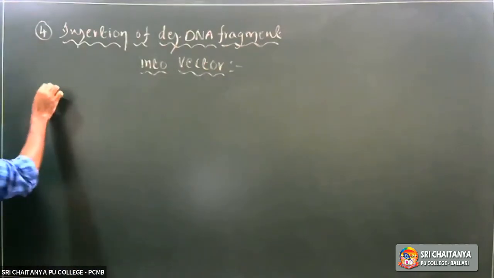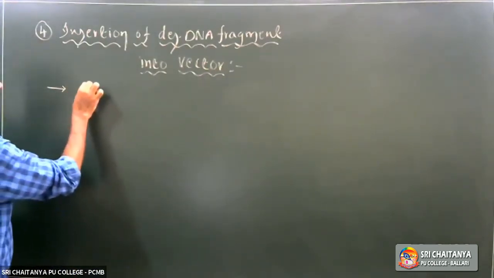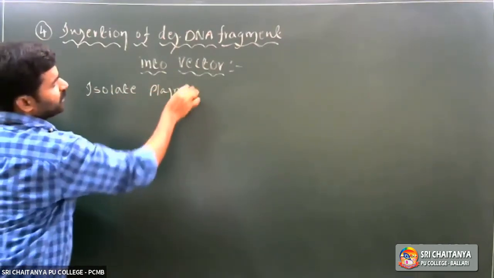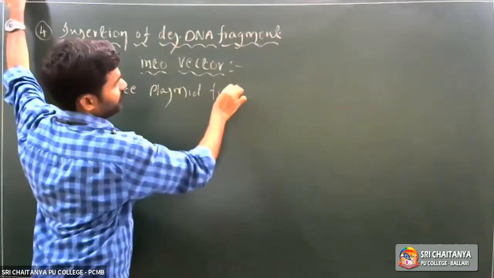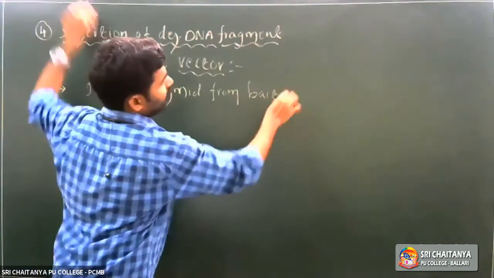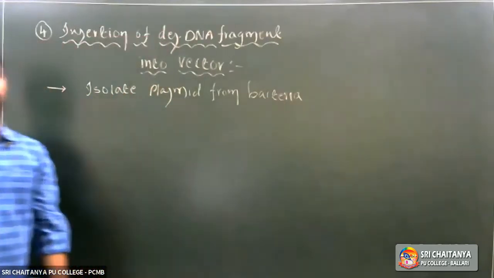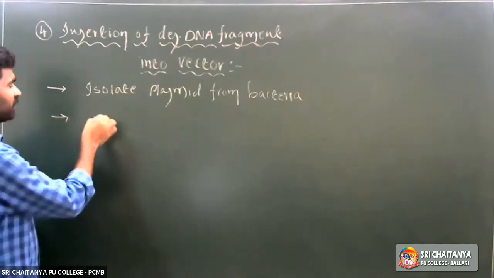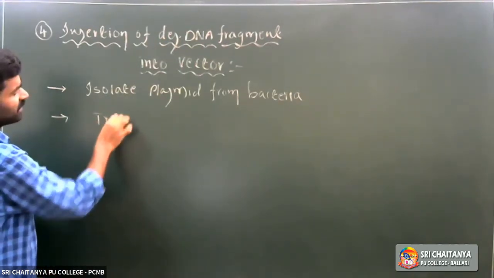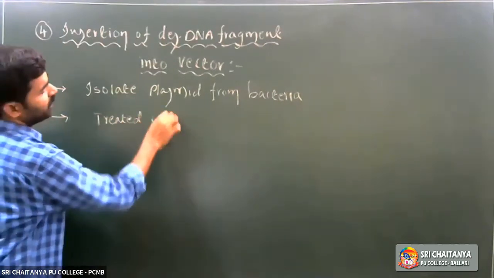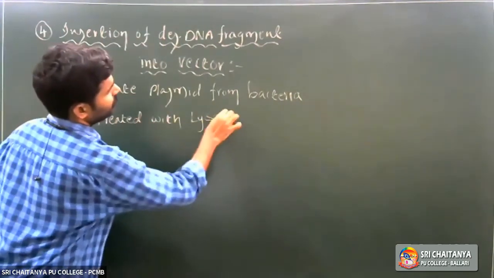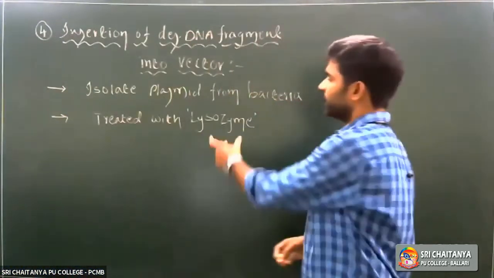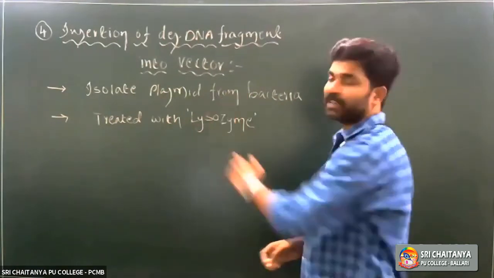So in this step, first we need to isolate plasmids. We need to isolate plasmid from the bacteria. So how will we isolate plasmid from the bacterial cell? By treating with lysozyme enzyme, right? The bacterial cell is treated with lysozyme enzyme. What is the main function of lysozyme enzyme? It degrades the cell wall, right? So lysozyme enzyme completely degrades the bacterial cell wall.